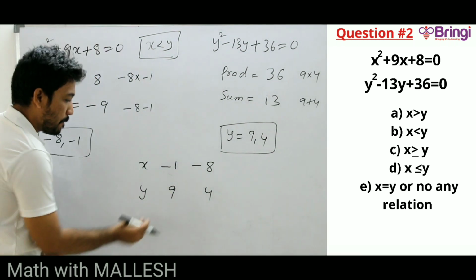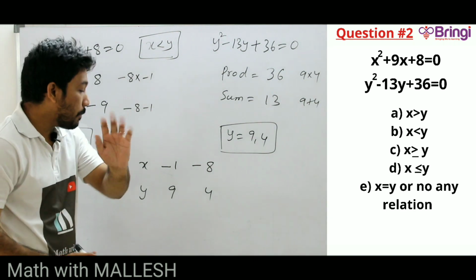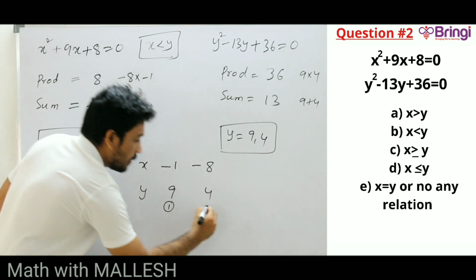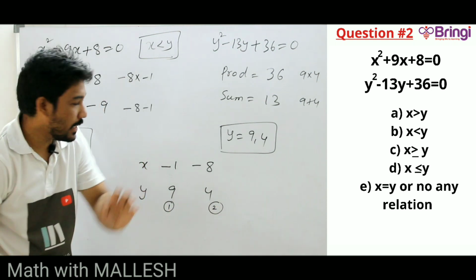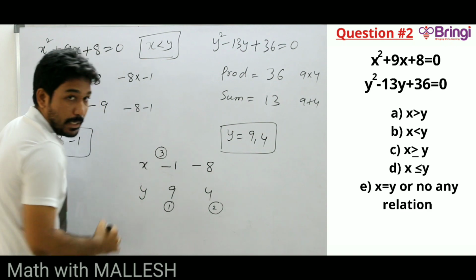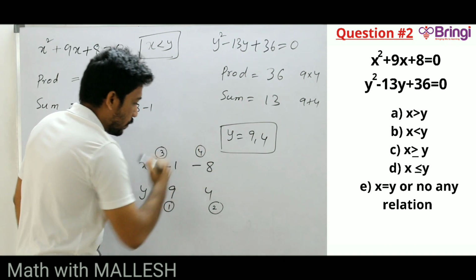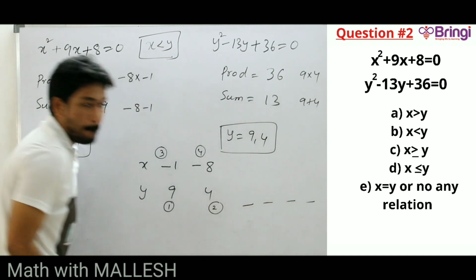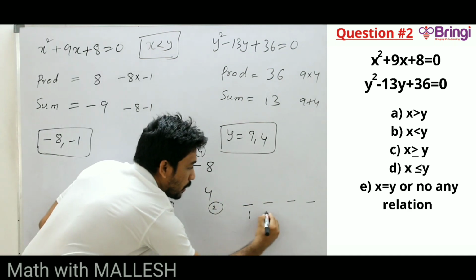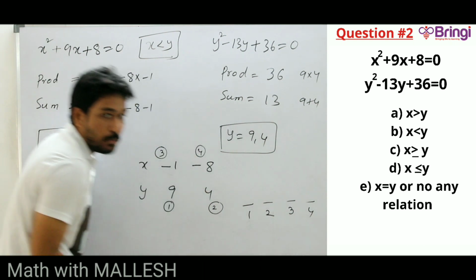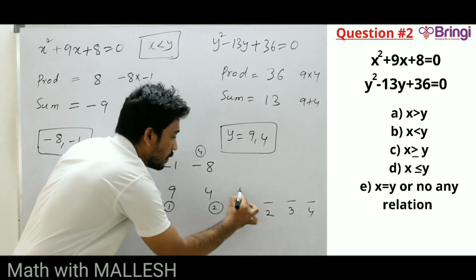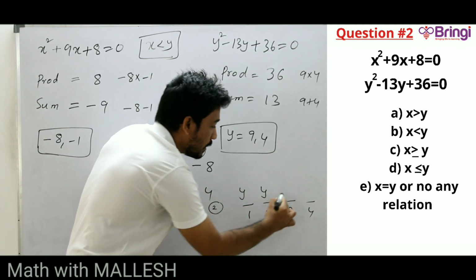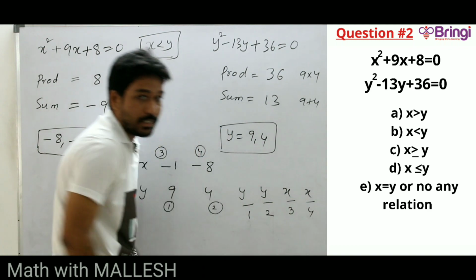We have to give rankings. In this, सबसे बड़ा नंबर कौन है? Very biggest number 9. Next 4, and then next -1, and then -8. 1 2 3 4, these are the positions. First position, second position, third position, fourth position. Who occupied first position? Y. Who occupied second position? Y. Who occupied third position? X.